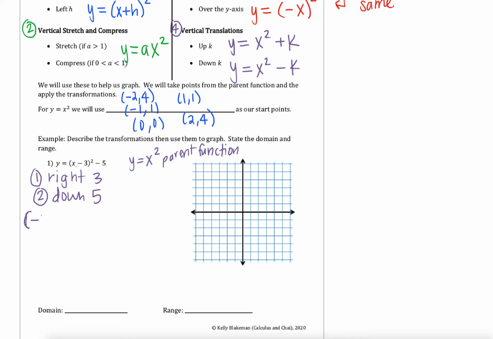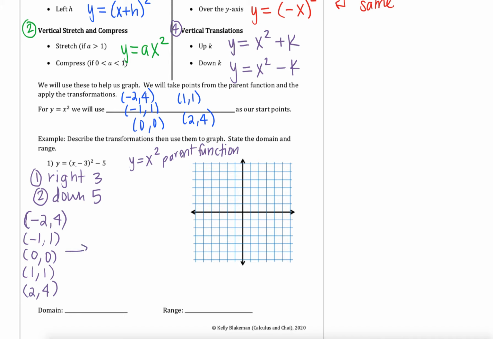So our start points for this one are going to be (-2, 4), (-1, 1), (0, 0), (1, 1), and (2, 4). And I want to remind you that those are coming from our parent function, where I'm taking the x value and squaring it. That's how I'm getting the 4 from -2 squared, the 1 from -1 squared, the 0 from 0 squared, the 1 from 1 squared, and the 4 from 2 squared. So these points are coming from our parent function.